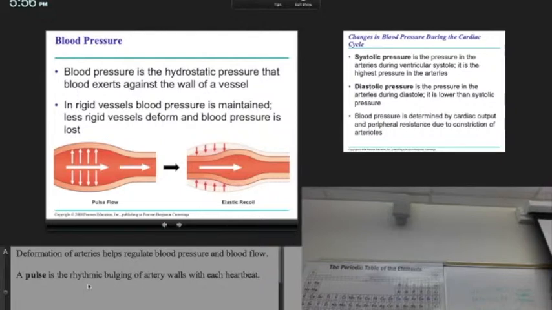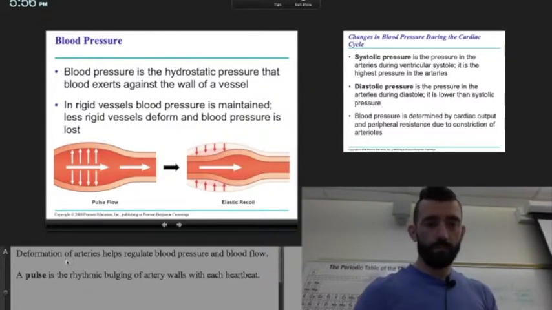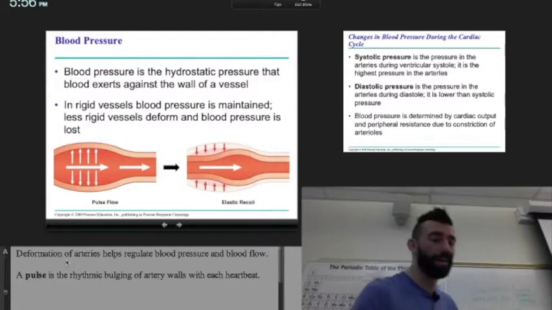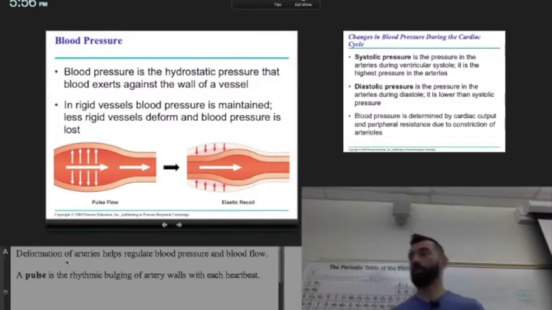So blood pressure is the pressure that blood exerts against the walls of blood vessels. And blood vessels that are more rigid, ones that don't have this very elastic connective tissue, say capillaries, blood pressure is pretty maintained. But in blood vessels that are allowed to deform, blood pressure can be lost. And that's not necessarily a bad thing. So this deformation of artery walls can actually help regulate blood pressure and blood flow.